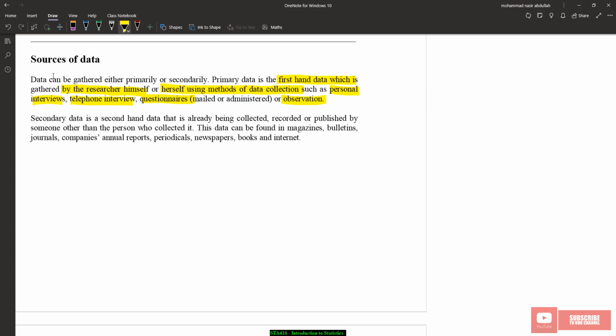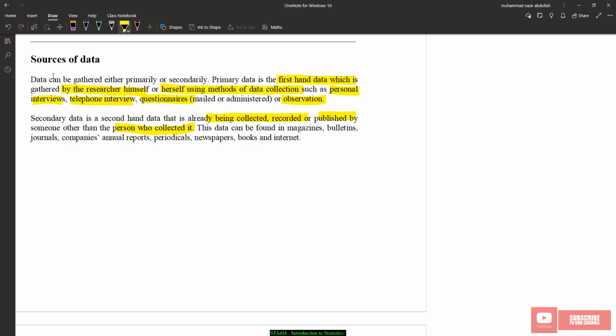Or data already published in a magazine. You see the data is already in the magazine. Like in the evenings, you often see COVID-19 data. So that is what we call secondary data. You are not the first person to know the data. You are the second person, right? The first person is the one who collected the data. Okay. So secondary data is second-hand data, meaning it's already collected, recorded or published by someone other than the person who collected it.